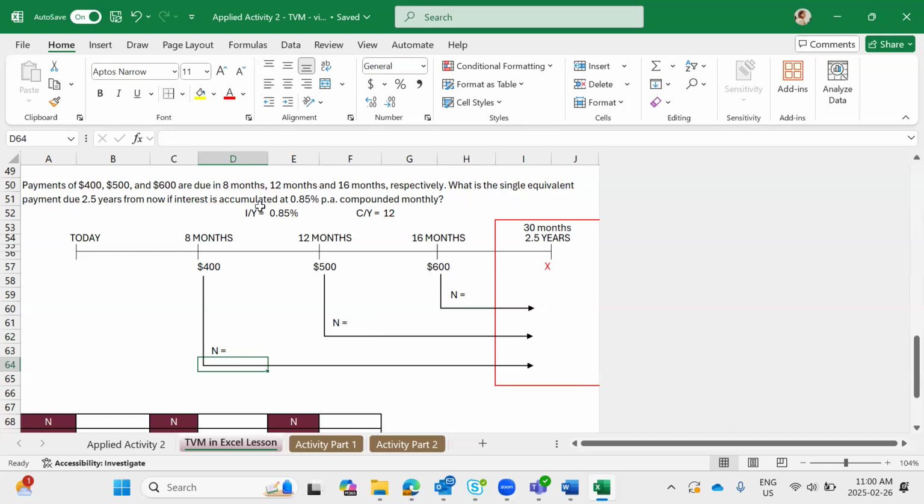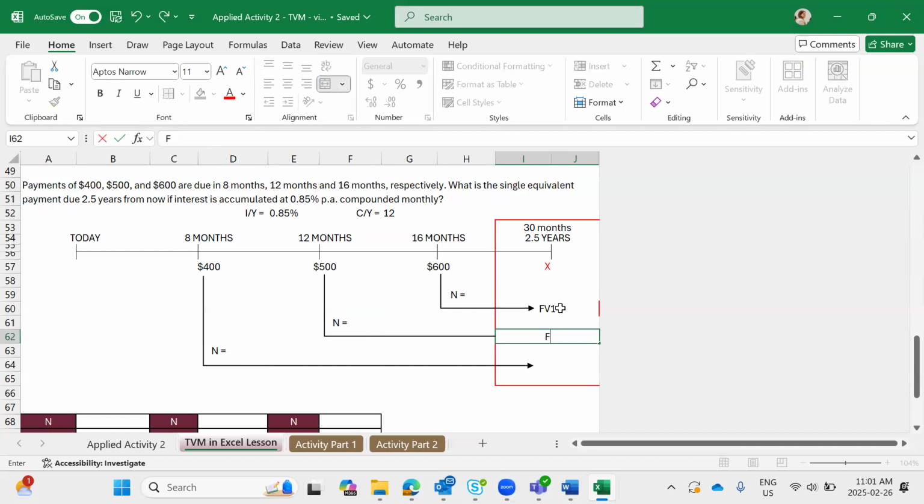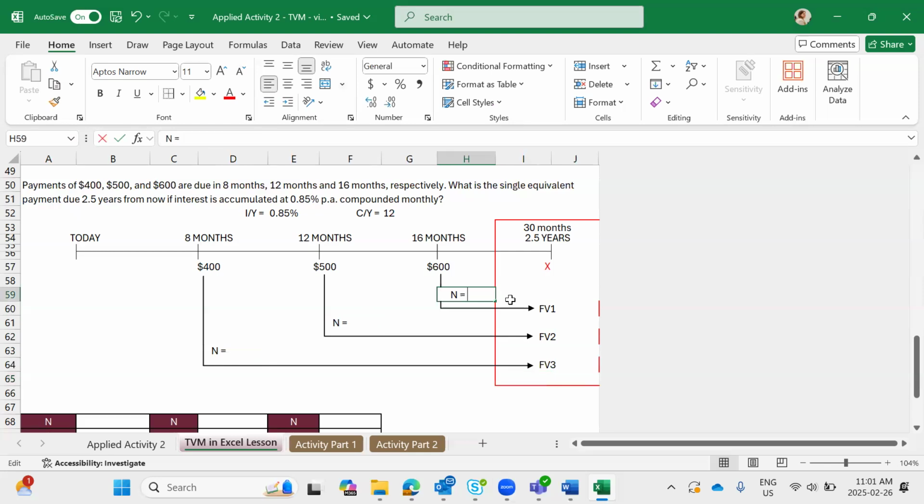In this case, if we want to find the accumulated values all at 2.5 years from now, that's more into the future. So I would actually have to calculate 1, 2, 3 FVs because I'm moving forward in time. And for those FVs, I'll calculate the Ns as well. Remember, the N only corresponds to the length of the arrow. So if you're going from 16 months to 30 months, that difference would be 14 months. I'll leave it in months because the CY is 12 for compounding monthly, just like we did in class.